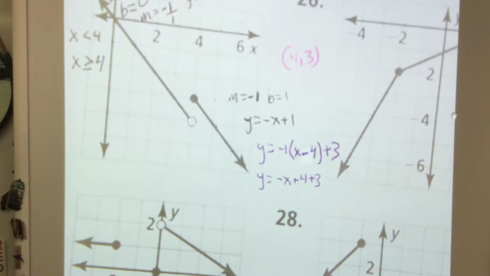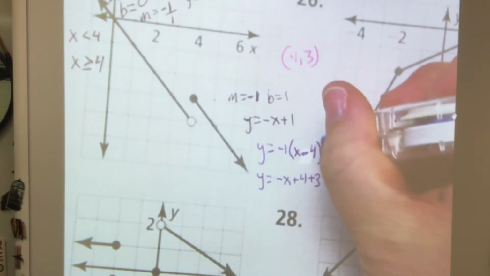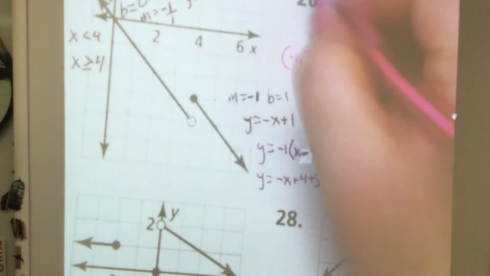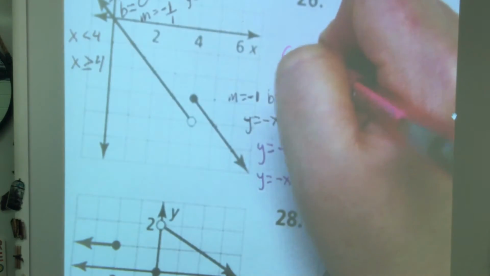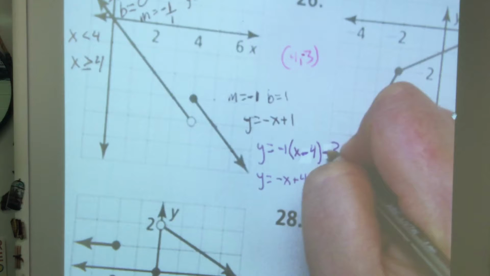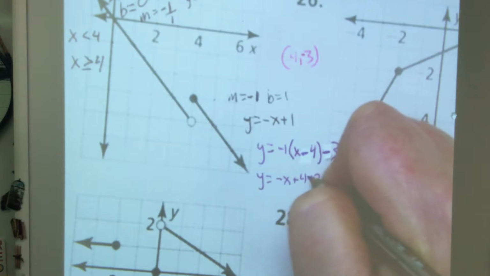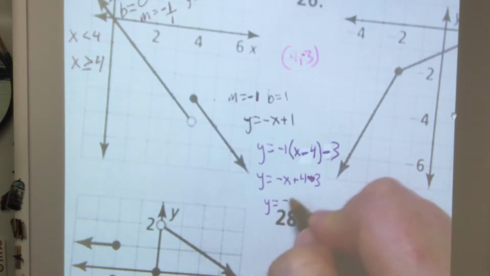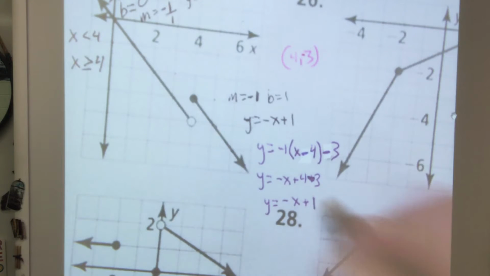Plus 4, minus 4, plus 4. Oh, -3, that's what I did wrong. This up here, I went off my track, tried to do something a little different. So this would be -3, and that would give me y equals -x plus 1.